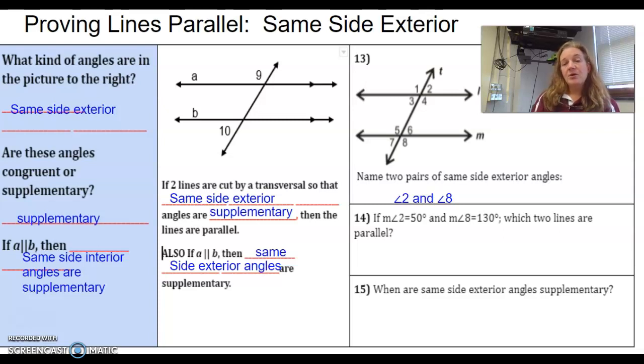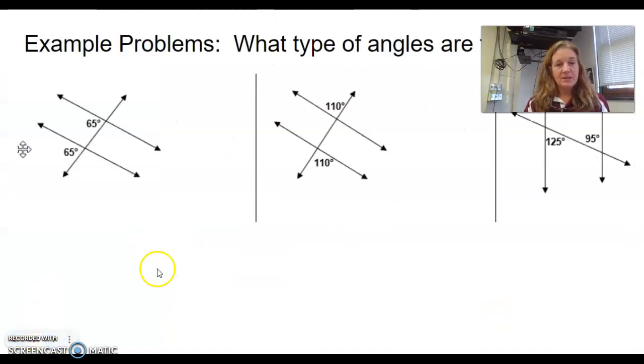Okay? When are same side exterior angles supplementary? You need to write this down. So I said this statement, same side exterior angles are supplementary, then what is true? What do you write down here? What else is true?